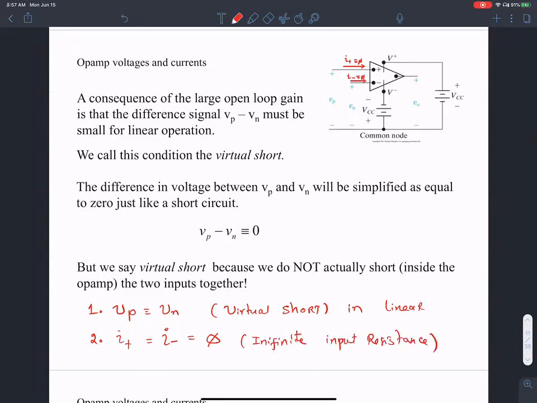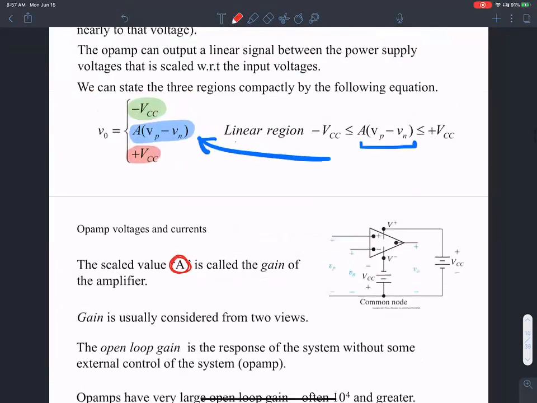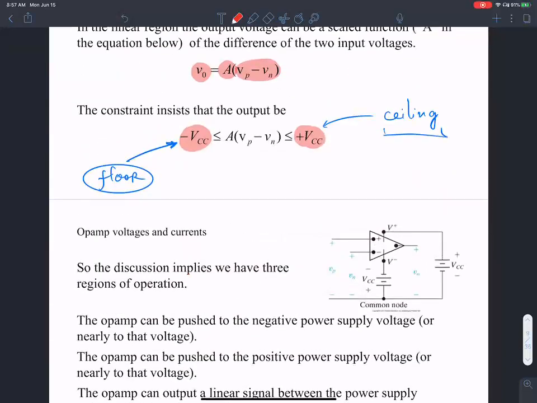Okay, this is the idea of infinite input resistance. Two ideas that we use over and over again. The idea is that because of a very, very large gain, typically the gain of these op-amp circuits, or the A that I mentioned, is very, very large. This is the gain A, the gain of an amplifier. There is A times Vp minus Vn. So this is the gain.